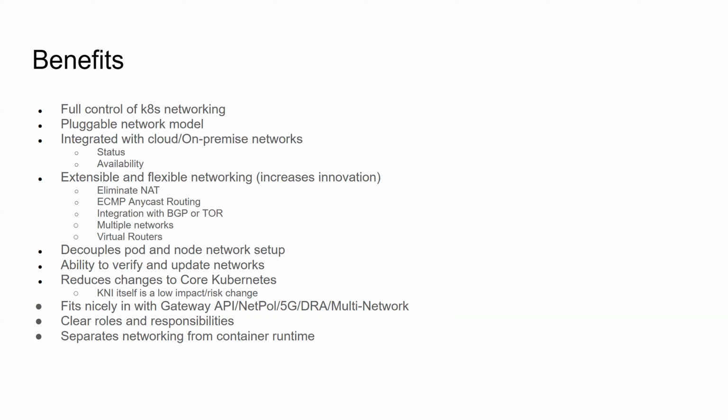KNI and the POC is actually a very low impact, low risk change. It was actually easier to implement it than to add a dependency into the Kubernetes code base. And I think it fits really nicely with the Gateway API. We've had several conversations in regards to Gateway, network policy, 5G, DRA, multi-network, and it helps separate the roles and responsibilities for SIG Network and everybody else, so we can have a little bit better responsibilities.